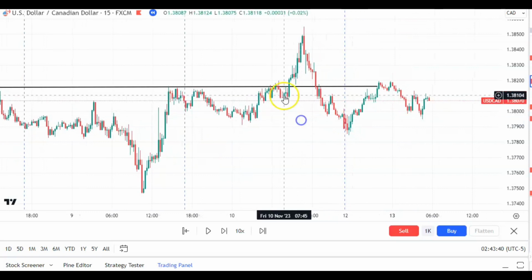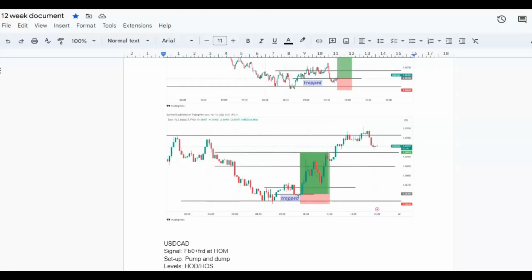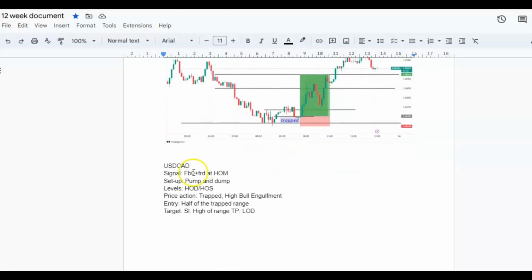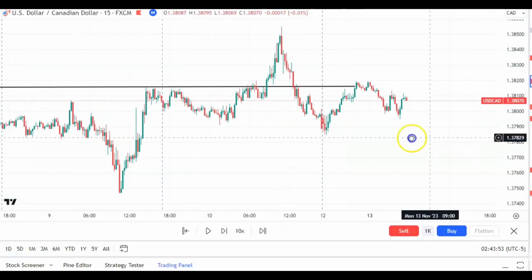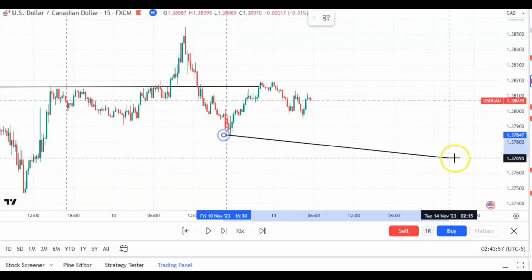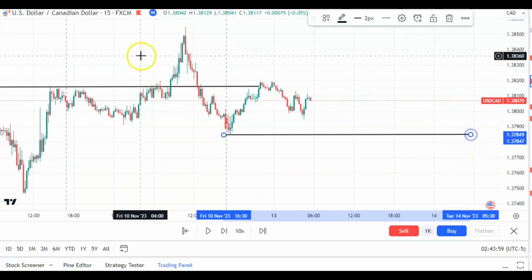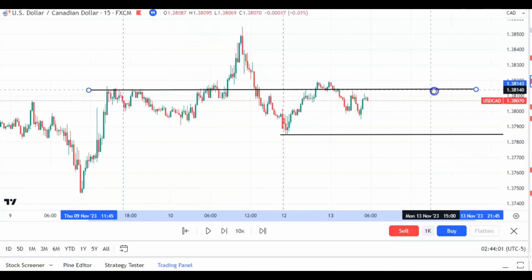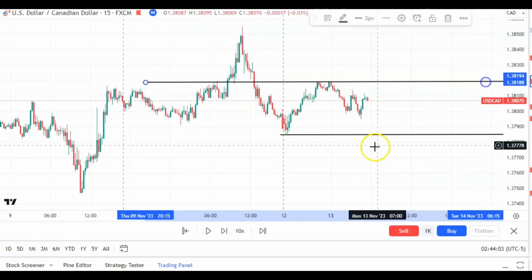So we had two confluences, and if you can see, we have a failed breakout plus a first trade day at the high of the month, high of the week. So once I see this, the next day, obviously I was looking for an opportunity to go short, and I have my high and my low and high of day there.